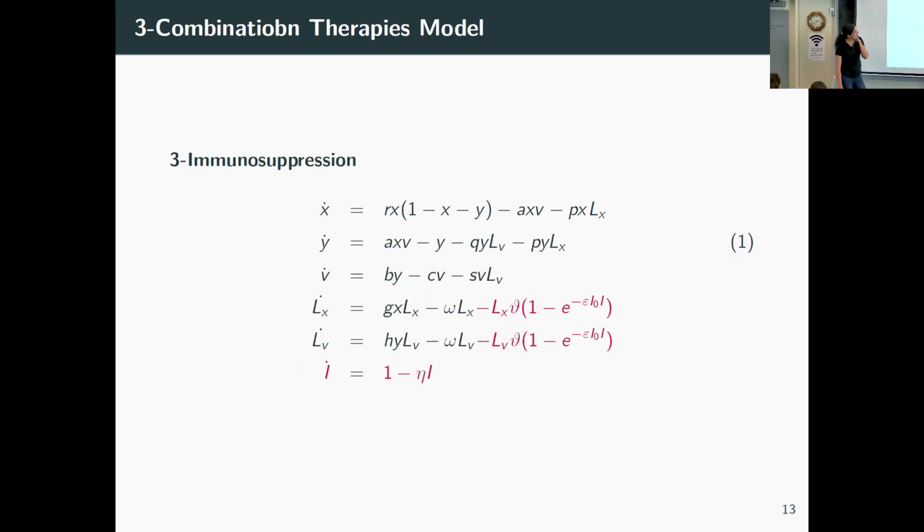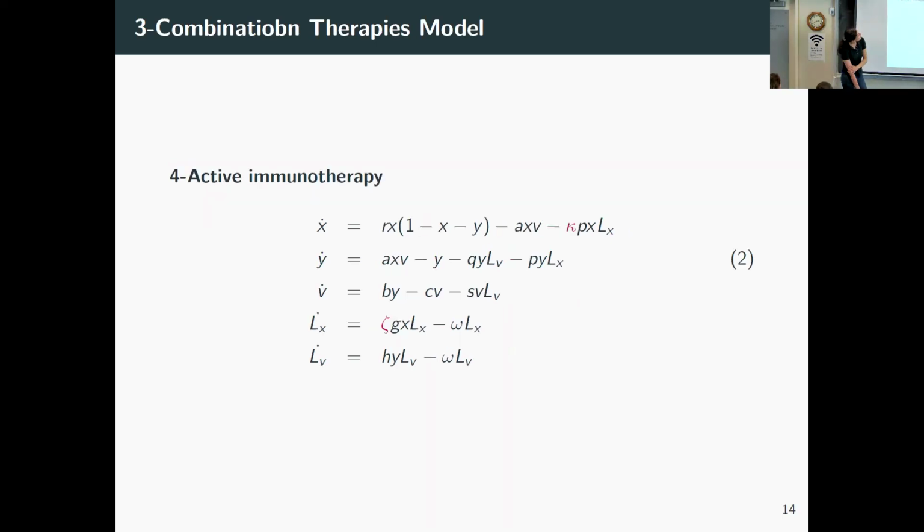Next, immunosuppression. As we said, the immune system was like a problem. To remove that, we try to remove the leukocytes by the drug I with concentration of I, and they have the model here.